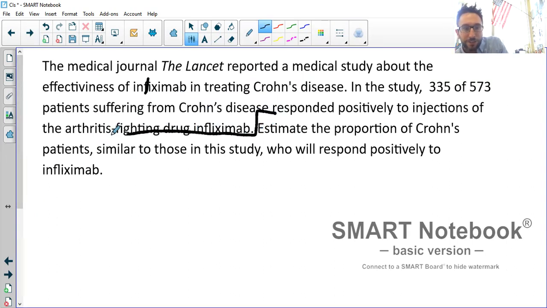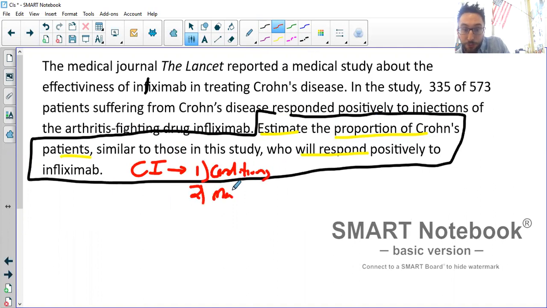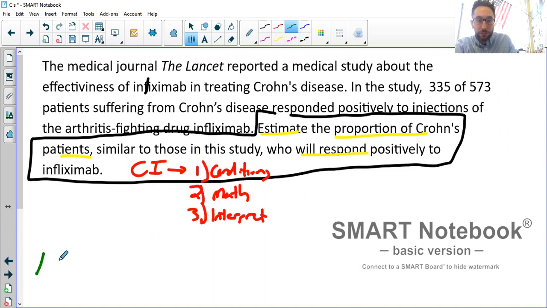We're not going to do this question actually. Estimate the proportion of Crohn's patients similar to those in the study who will respond positively to infliximab. Again, the big idea we talked about today is that anytime we want to estimate a parameter, the percent of all Crohn's patients who will respond positively, that means this would be a confidence interval, which would mean the full process: conditions, math, which involves this calculator stuff and a formula, and then interpreting the interval. So just this question in this black box embeds all of this process. We'll save that for another day. For now, we just want to think about the information we're given.